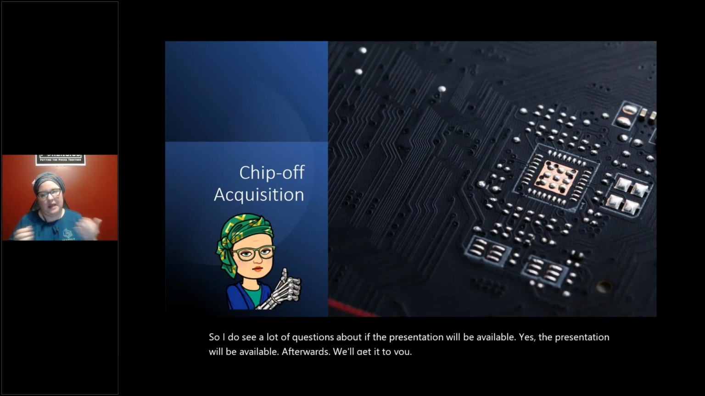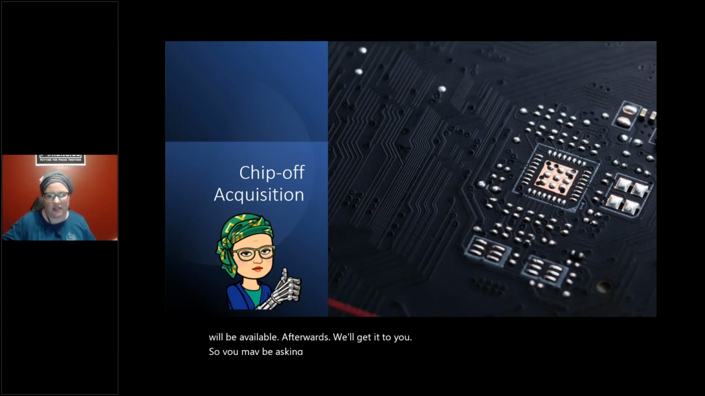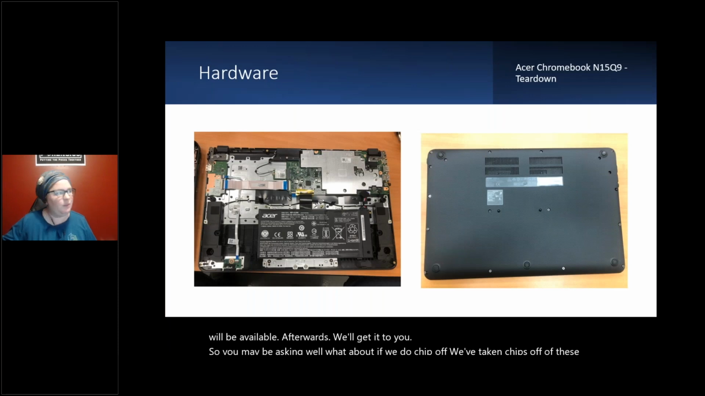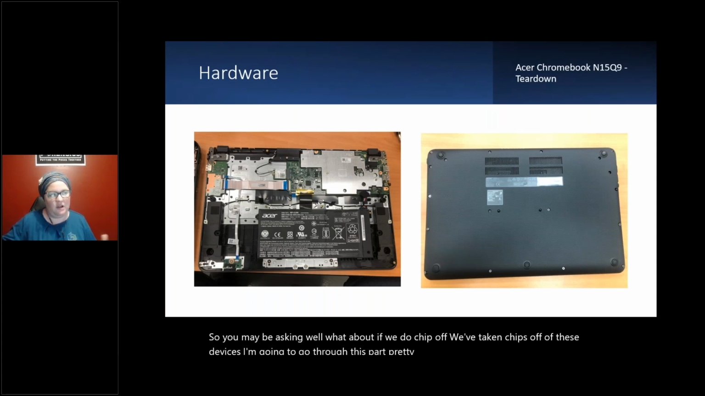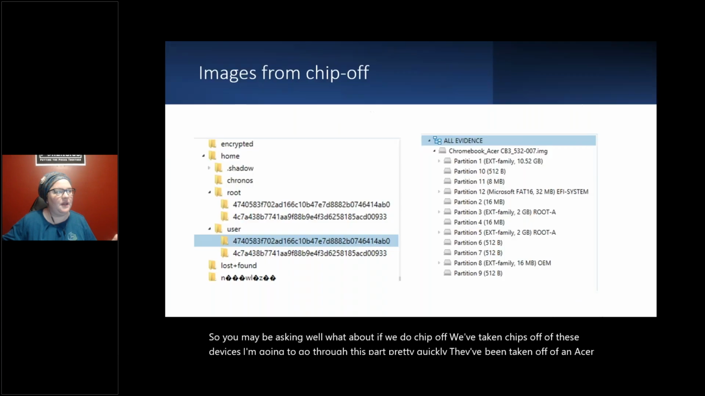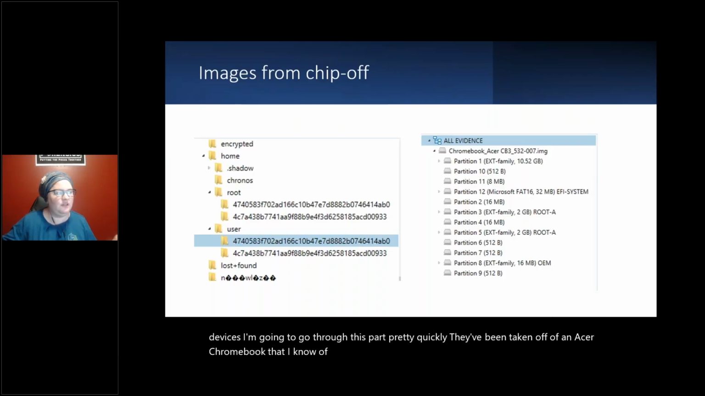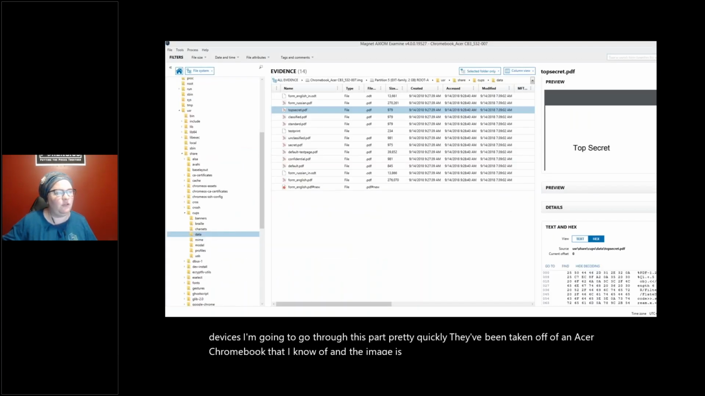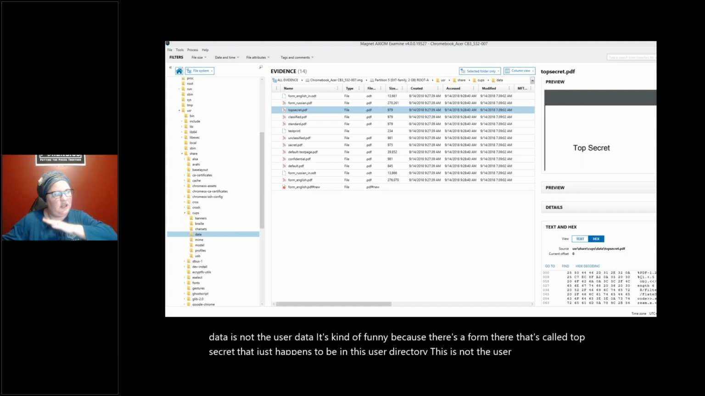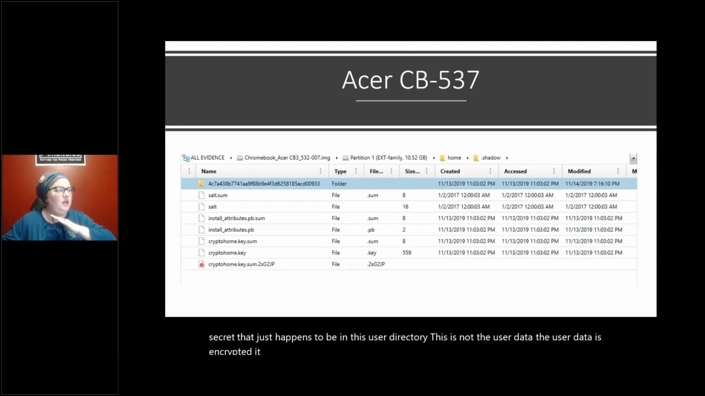So you may be asking, well, what about if we do chip off? We've taken chips off of these devices. I'm going to go through this part pretty quickly. They've been taken off of an Acer Chromebook that I know of, and the image is available. We can see some data. This data is not the user data. It's kind of funny because there's a folder there called top secret that just happens to be in this user directory. This is not the user data. The user data is encrypted. It will fool you. This is what the encryption folder in the .shadow directory looks like.